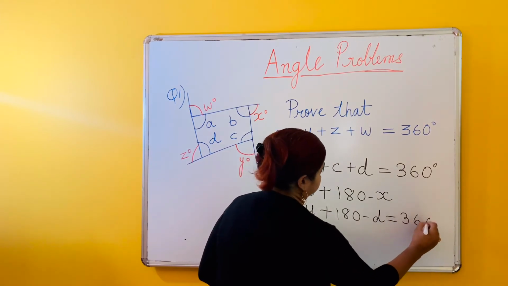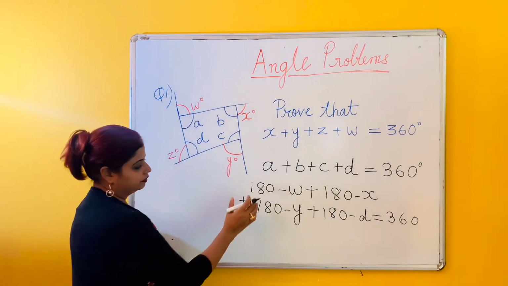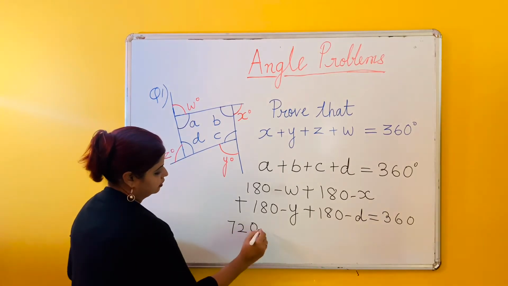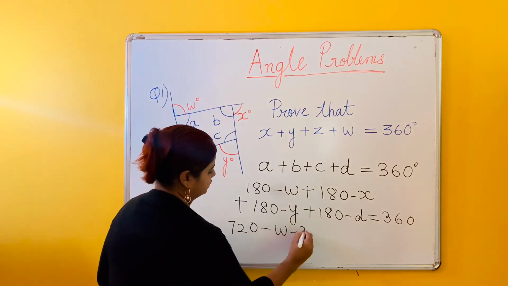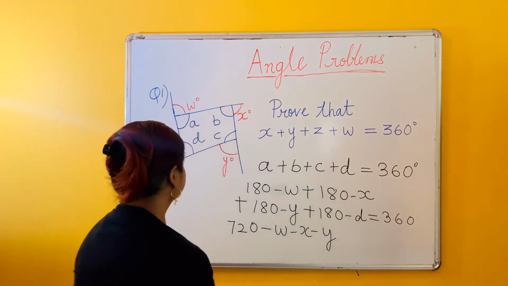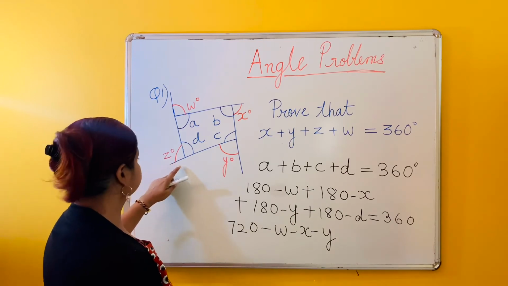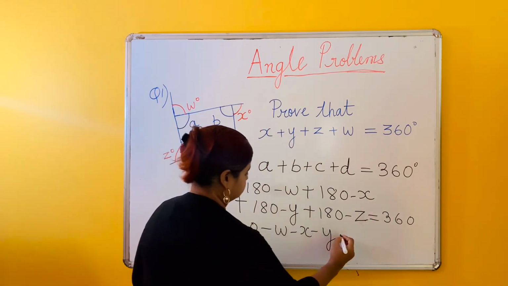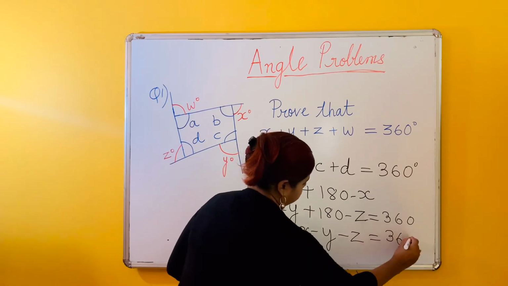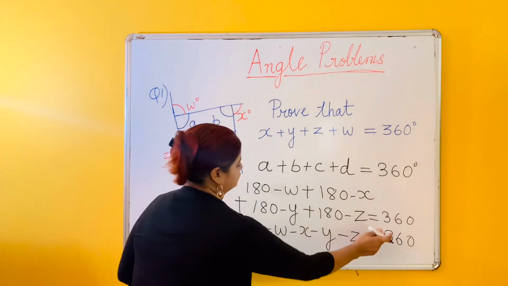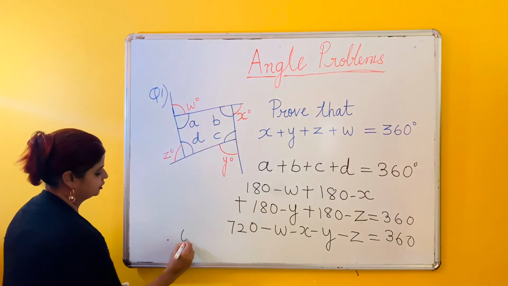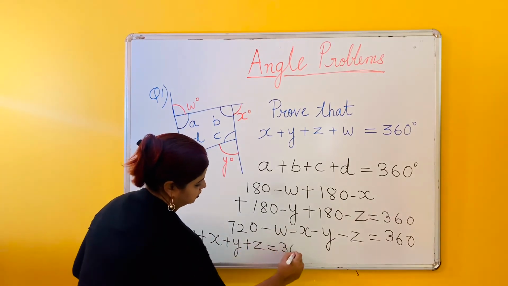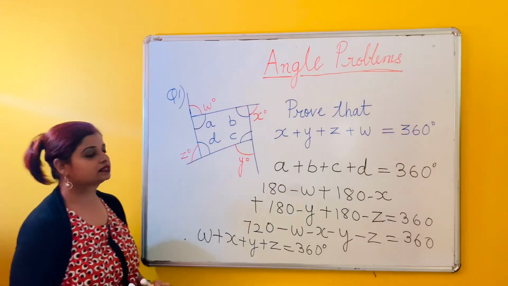So this is the equation we got. Now when you simplify, you add the 180s, so it is actually equal to 720, minus W minus X minus Y minus G, equal to 360. Now when you simplify this equation, this will come here and this all thing will go there. So that means it becomes W plus X plus Y plus G is equal to 360 degrees. Hence proved. It's really a simple question.